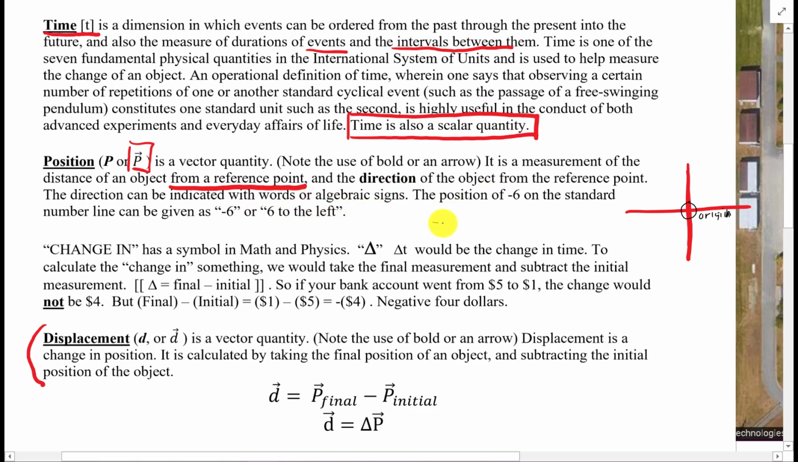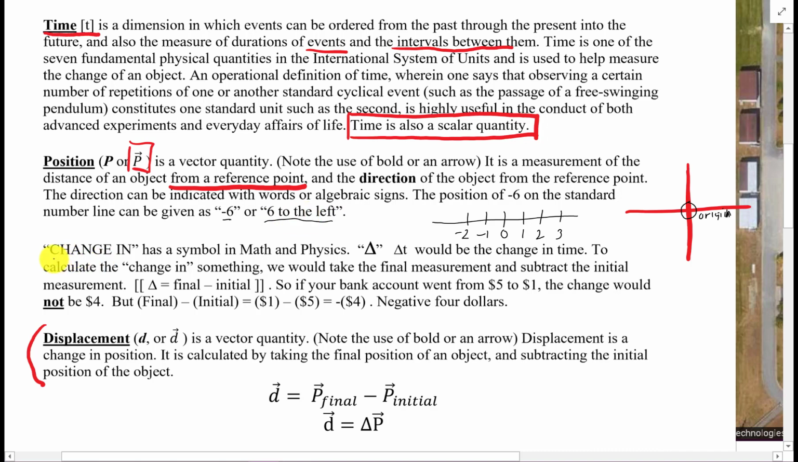So even a number line, where you have the origin of 0, and then you go 1 and 2 and 3 and -1 and -2. This is also a position on this number line. So if I gave you a -1, the negative would be towards the left. Okay, the -6 could be given as towards the left.